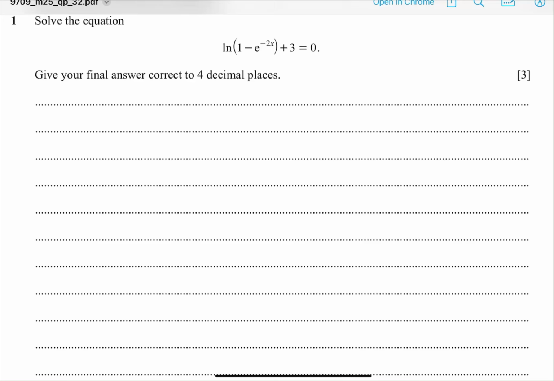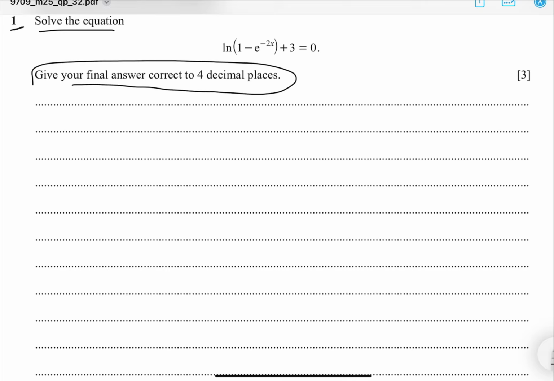Welcome back, learners. In today's session, we will be going through a complete revision. Yes, you heard it right, of Pure Mathematics 3. So, without wasting much time, let's go. This is question number 1. It states: solve the equation, give your answers correct to 4 decimal places.